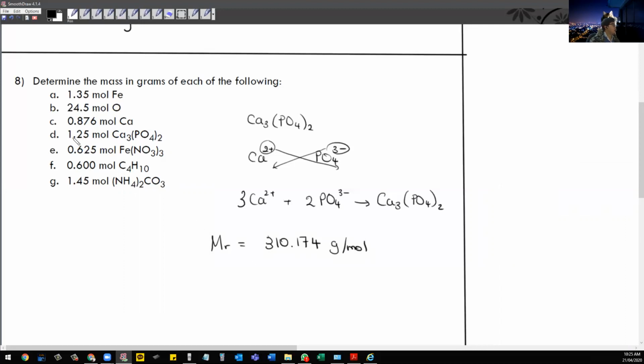Now what they're saying is that there is 1.25 mole. So the mass, you see, mass is number of moles times molar mass, right? So that's 310.174 times, I'm just going to do it the other way around.